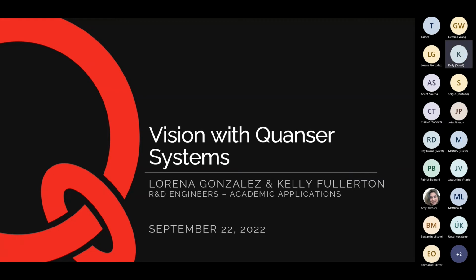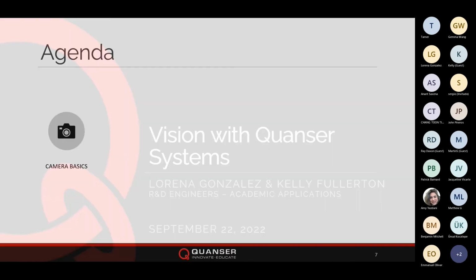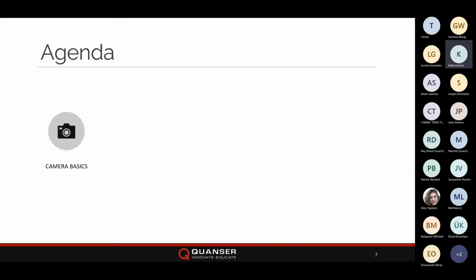Hello, everyone, and welcome to today's webinar, where Lorena and I will be introducing you to using cameras for vision applications with our Quanser systems. We will start by introducing you to a few basic camera concepts. We will build upon this to explain some common Quark vision blocks, and then show you how these blocks work in 3 demonstrations using the Intel RealSense D415 camera.